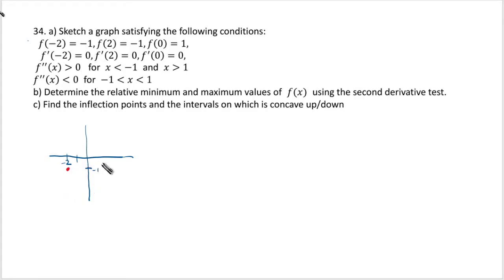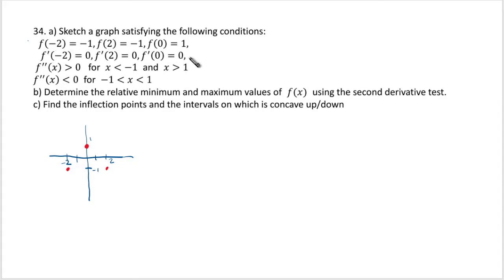Now, then you have f of 2, which is also -1, so it must be passing through this point. And then f of 0 is 1, so if I say this is 1, f of 0 being 1 means it passes through this point. So you're looking at a graph that passes through these 3 points. That just satisfies all the first line.